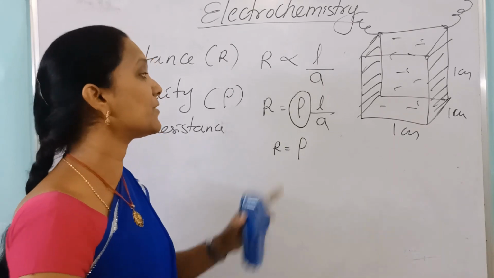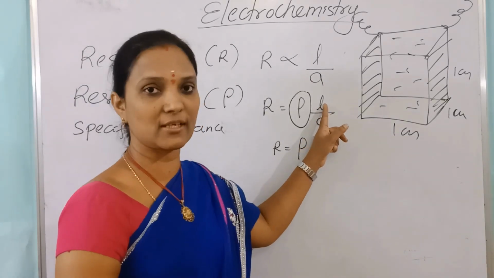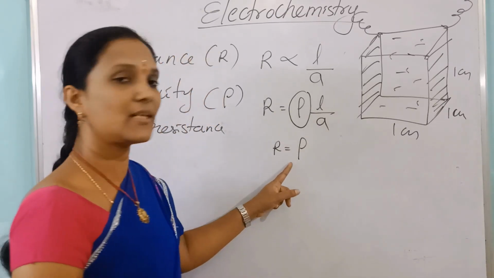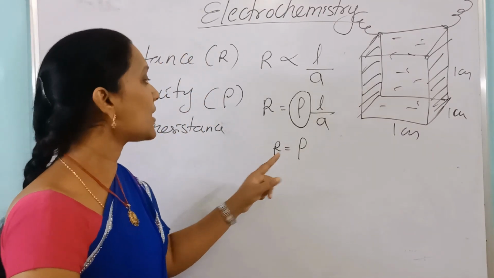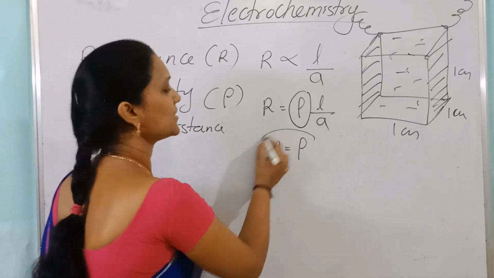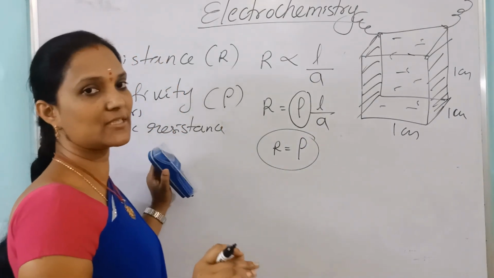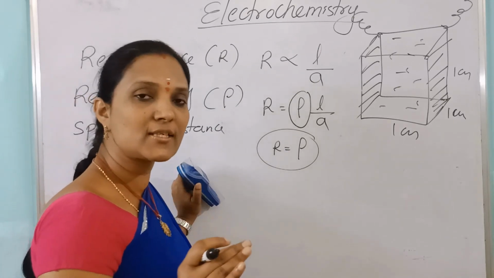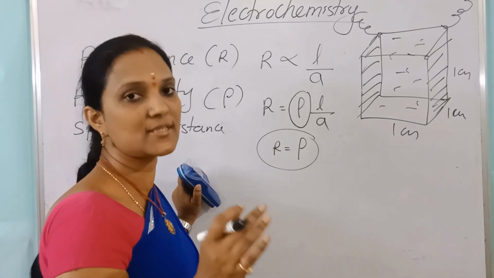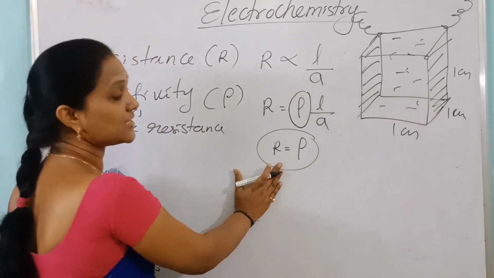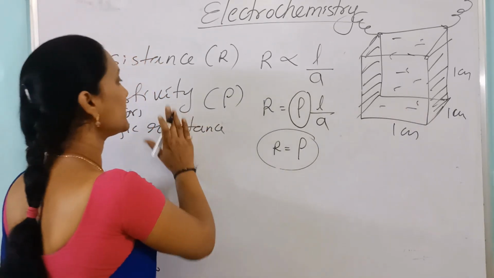So the resistance of an electrode with 1 centimeter length and area 1 centimeter square, that is the resistivity. R is equal to rho. Now this is the rho: if L is 1 centimeter and A is 1 centimeter square, or simply the resistance of electrolyte in 1 cc of electrolytic solution, that is the resistivity or specific resistance.